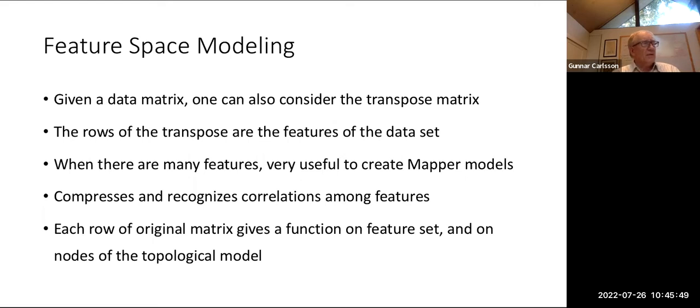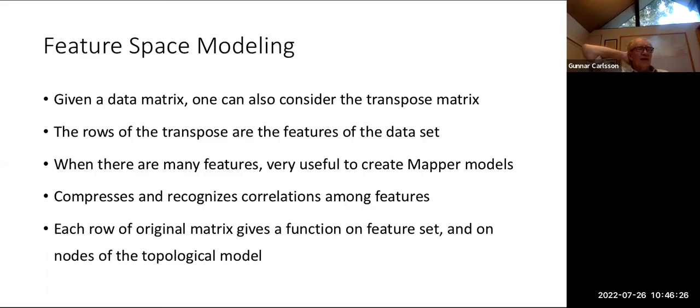So now let me talk a little bit about feature space modeling, because this is how to take this and say, I don't necessarily want to do a science experiment, the kind that we did here with the Klein bottle, or do a scientific study. Is there a way that I can build some kind of method for understanding the space of features that are being used? And the answer is yes. Given a data matrix, you can also consider its transpose matrix. That's taking the columns, which are features, and making them rows. And so what I can then do is build a Mapper model on that.